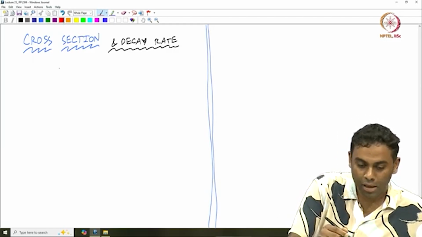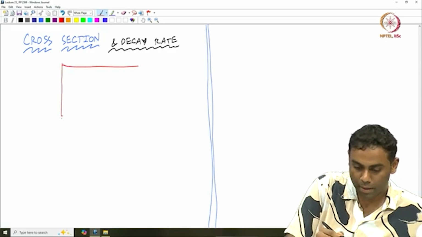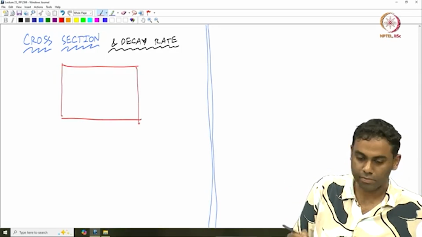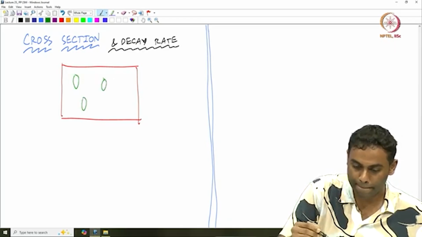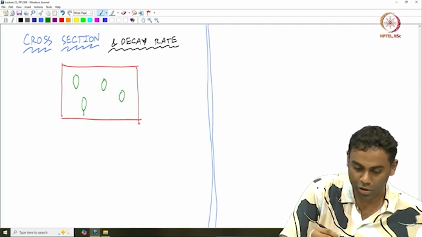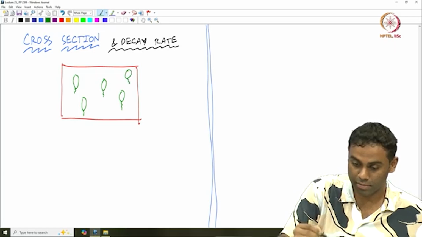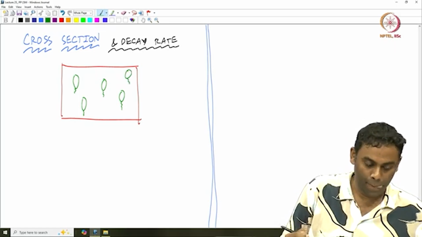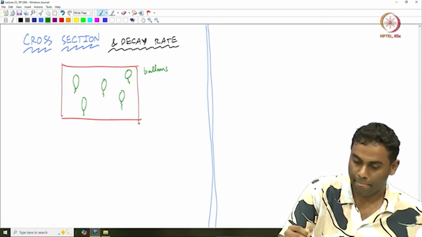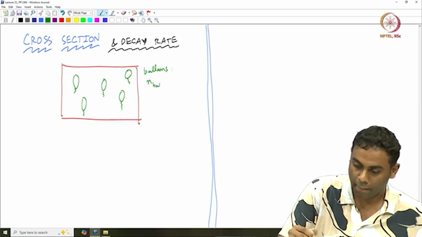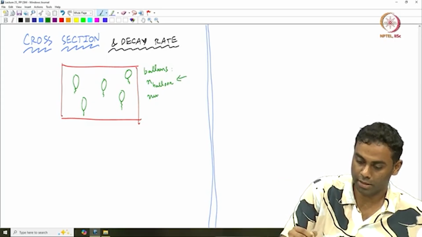I'm going to say, let's take a box filled with balloons. Okay, my drawing skills are not that great. So I have a bunch of balloons, and I determine the number density of the balloons. I'm going to call it N balloon. So let me just write it, number density.